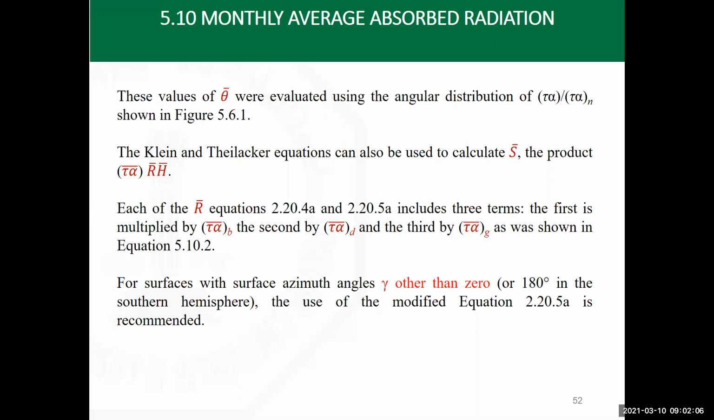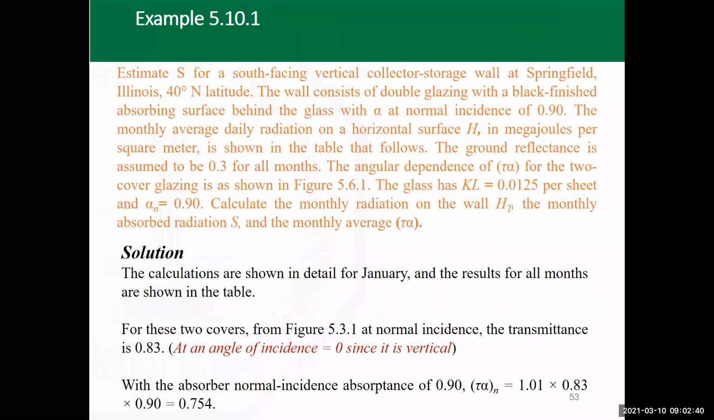Each of the R equations that are given in chapter 2, basically 2.24a and 2.5a, includes three terms, which means the tau alpha beam component, diffuse component, and ground reflected component. And as I mentioned, if the value of the azimuth angle is other than zero, then the figures are providing us with a way to calculate theta b, and you also have the modified equations 2.25a that can be used for this case. Let's apply this.